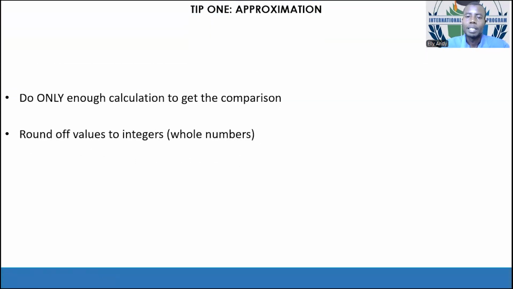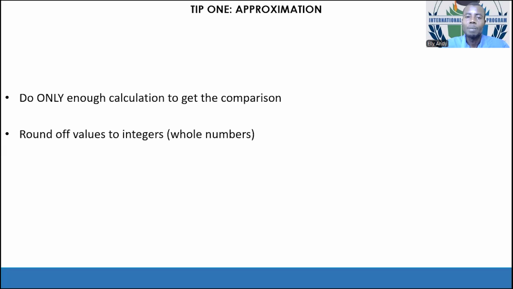Now, the first tip is that for quantitative comparison questions, you don't have to do all the calculations until you get the actual answer. What matters is that you can compare quantity A and quantity B and actually determine the relationship between the two. So once you can do that, stop and pick your answer. You realize that with the GRE, it's not just whether you can do a question, but also it matters how fast you can do it.